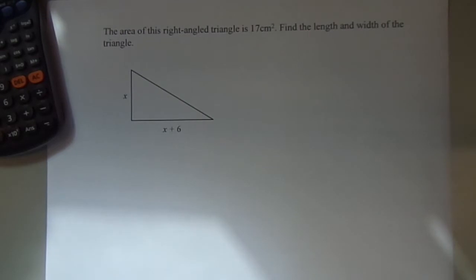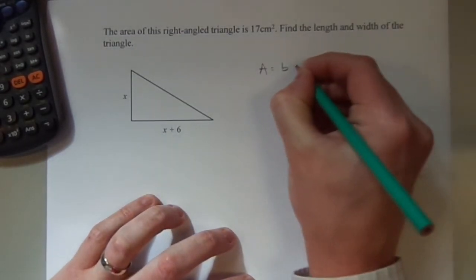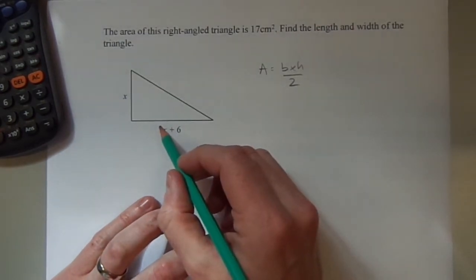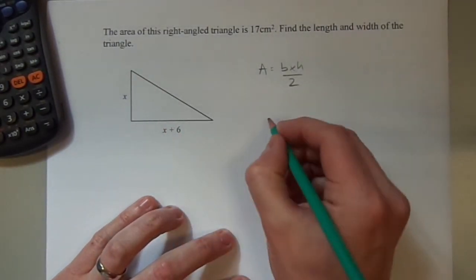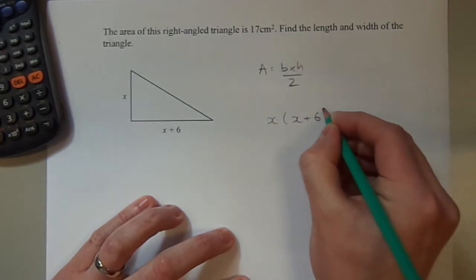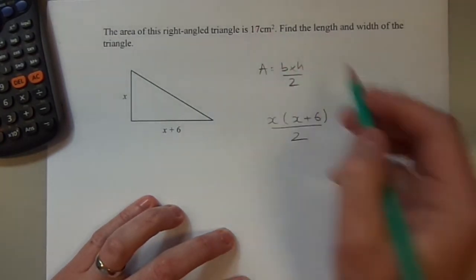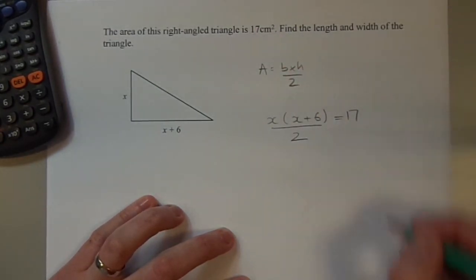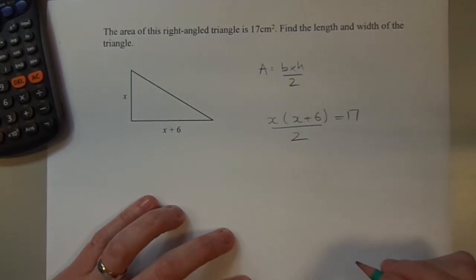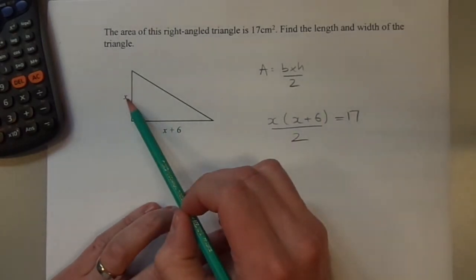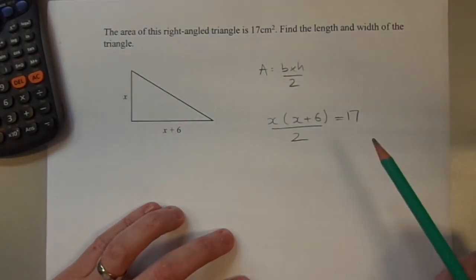Okay, the area of the triangle is 17. We've got to find the length and the width of the triangle. Well, the area of a triangle is equal to base times height over 2. In this case, the base and the height are x plus 6 and x. So that represents multiplying our base and height together, and when we divide that by 2, we're told that the area is 17. What we've set up here from the information given is a quadratic equation which we can solve to find the value of x, and hence we've got the height and we can use that to find the width.